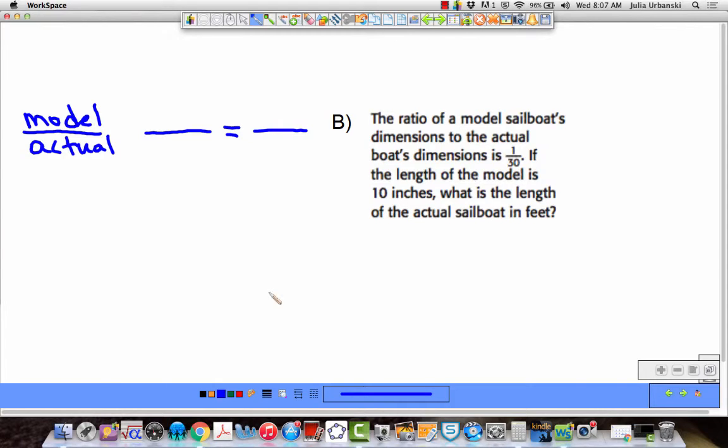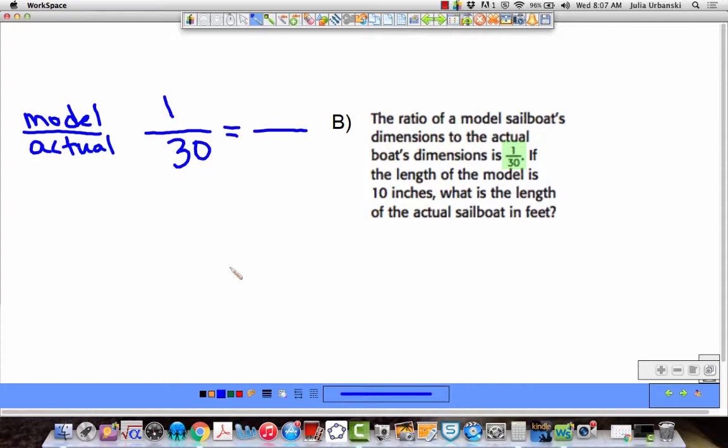So see this right here? It's already set up. The 1 is on top. That's smaller. That's the model. The 30 is on bottom. That's the actual. So they make it a little easier when they give you a scale factor because all you have to do is start with that: 1 over 30. The only hard part is to line the other two numbers up.